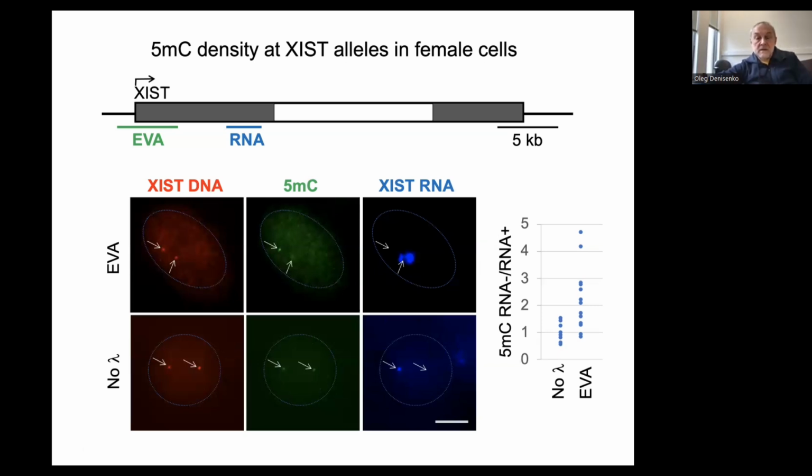So this result shows that EVA can be used for RNA transcription analysis and analysis of epigenetic status of the gene, and it allows selective analysis of individual alleles.